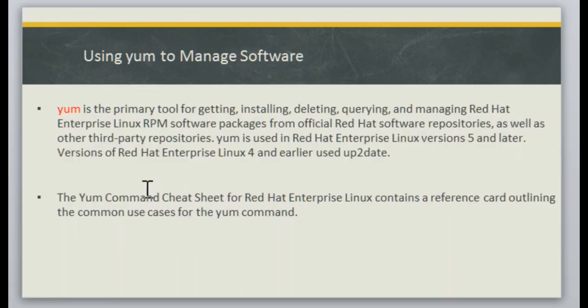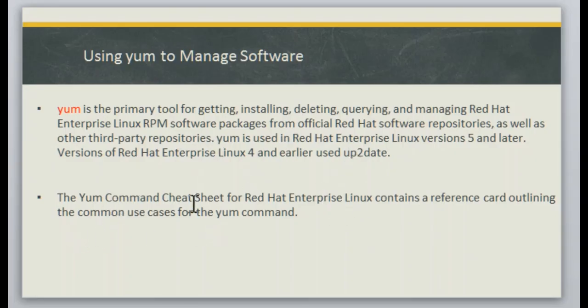So yum is how we're actually going to install and uninstall things. Yum is the primary tool for getting, installing, deleting, querying, and managing Red Hat Enterprise Linux RPM software packages from the official Red Hat software repositories, as well as other third-party repositories. Yum is used in Red Hat Enterprise Linux 5 and later. Versions of Red Hat Enterprise Linux 4 and earlier actually use something called up2date.